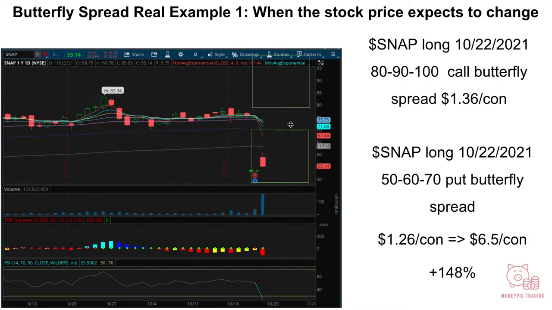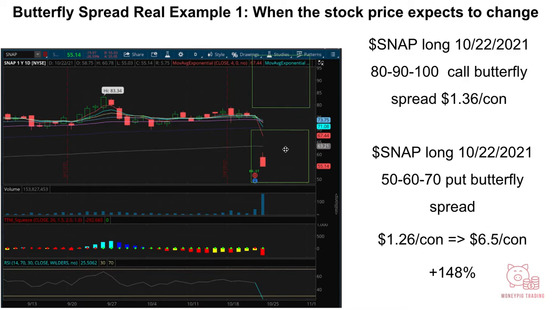However, here we're expecting Snapchat to move pretty wildly. So what we did is buy two butterfly spreads. The first one is a Snapchat long call debit butterfly spread, October 22nd, the same week expiration day, 80, 90, 100. And the contract is a lot cheaper. It's only $1.36 per contract. So if Snapchat falls into this $81 to $99 range, you're going to make money on this one.